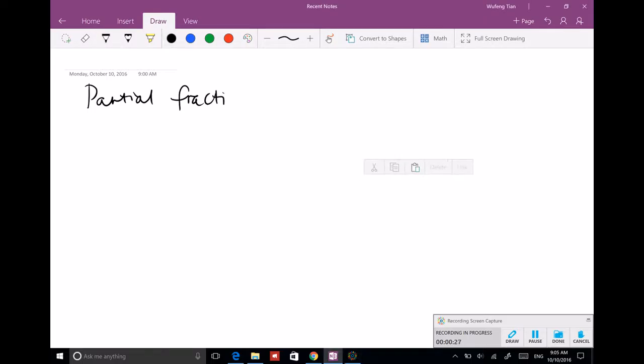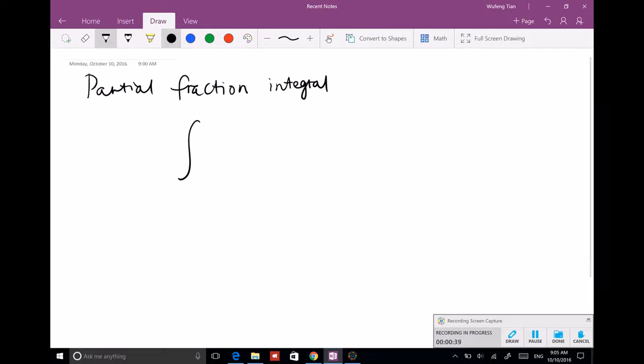Alright, so we're going to continue with the partial fraction integral. Let's just look at one example first. The first one we did is divide if improper, but that one it's okay. You can just use long division or synthetic division. Divide, and it will be okay.